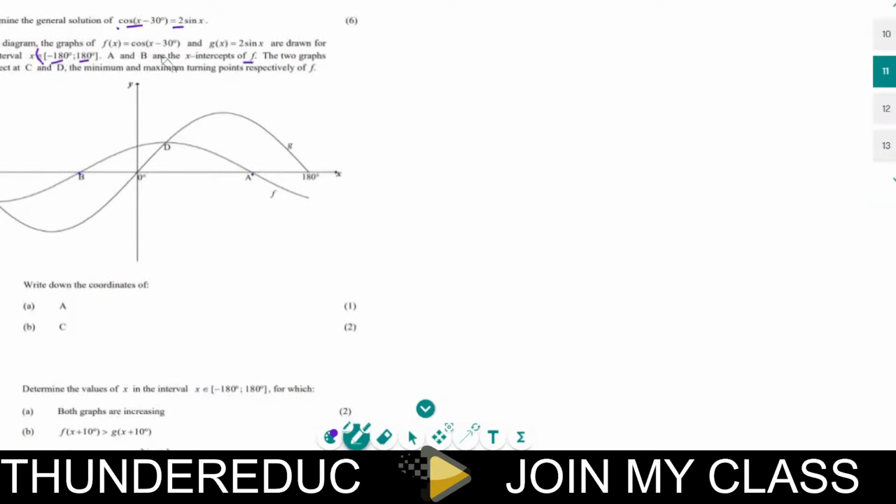And then the g is given. The two graphs intersect at point C, there we are, and then point D. Then the minimum and the maximum are the turning points of f.